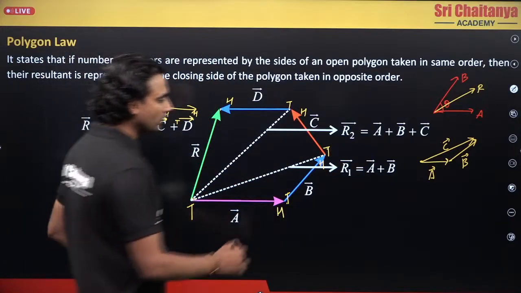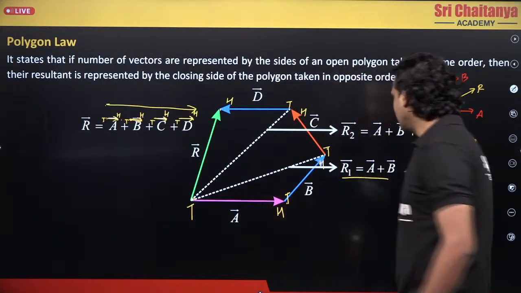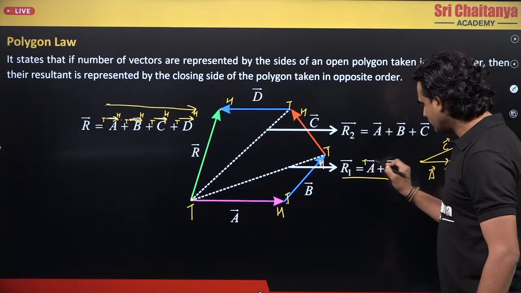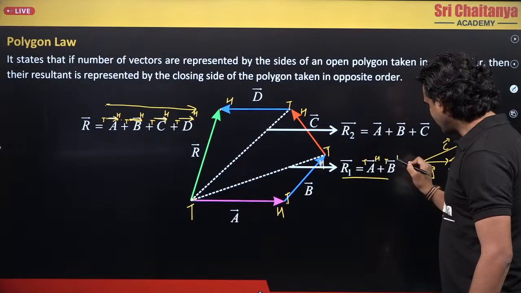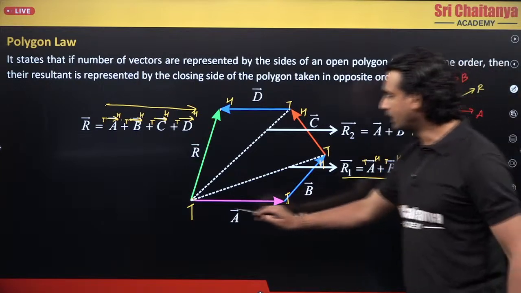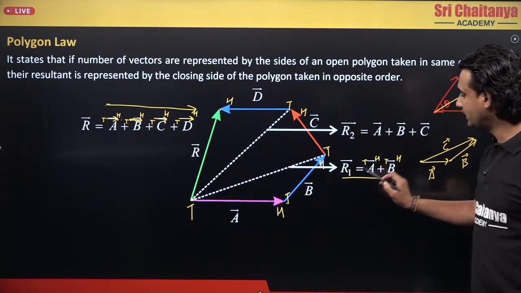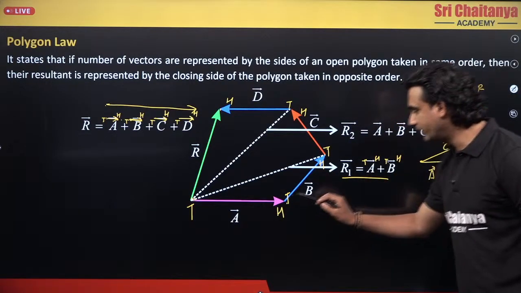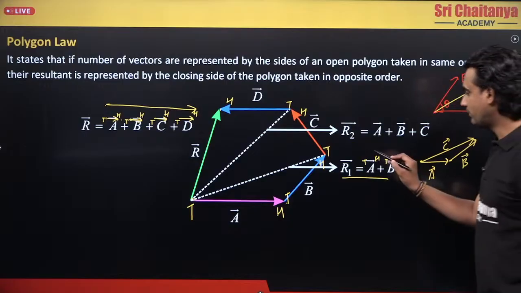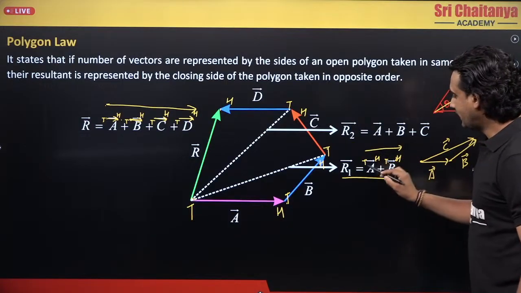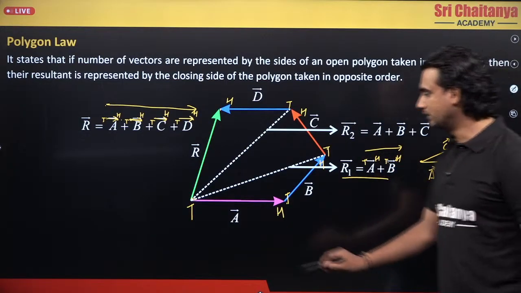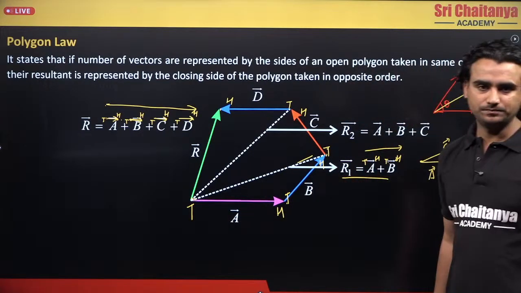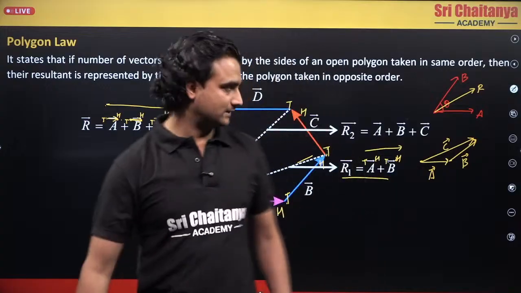Now let's suppose I just wanted to calculate R1. So what is R1? This is tail, this is head, this is tail, this is head. So tail of vector A, head of vector A, and this head of vector A is connected with the tail of vector B, and this is the head of it. So what is the final R1? R1 is basically the tail of vector A with the head of vector B. Clear? So this is what the polygon law is.